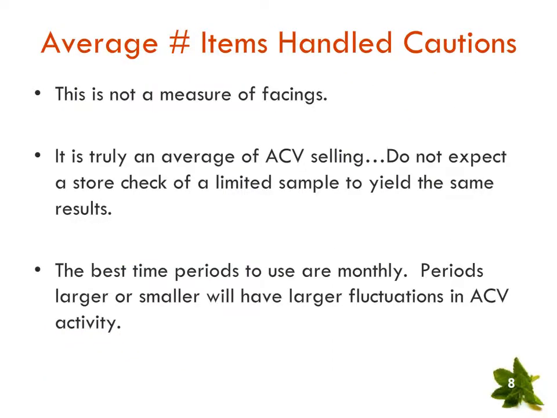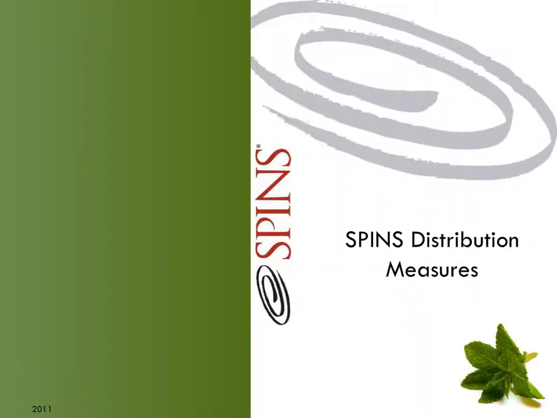When calculating average number of items handled, it's important to note a few cautions. It's not a measure of facings, it's truly an average of ACV selling, and the best time periods to use are monthly. This concludes our distribution fact training.